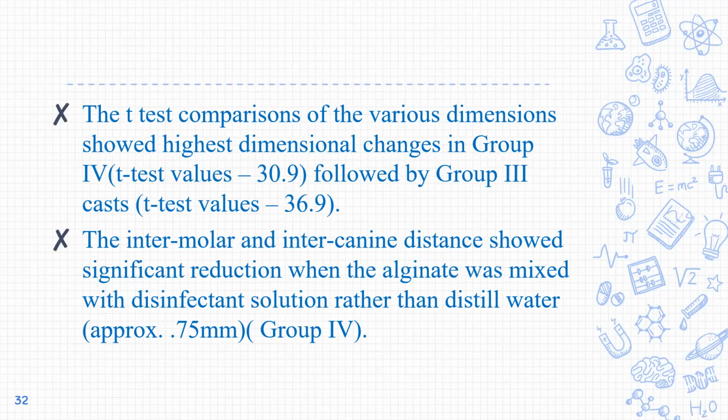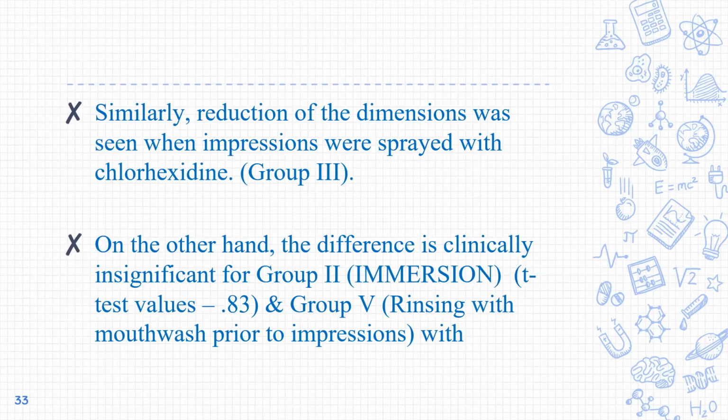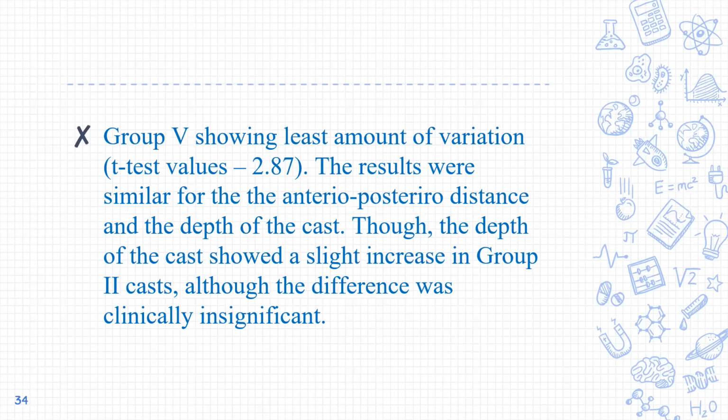For the dimensional changes, the highest dimensional change was seen in group 4, that is when the alginate was mixed with chlorhexidine. The reduction of dimensional change was seen when the impressions were sprayed with chlorhexidine rather than immersed. Group 5, the pre-procedural mouth rinse, showed the least amount of variation in the dimensions.